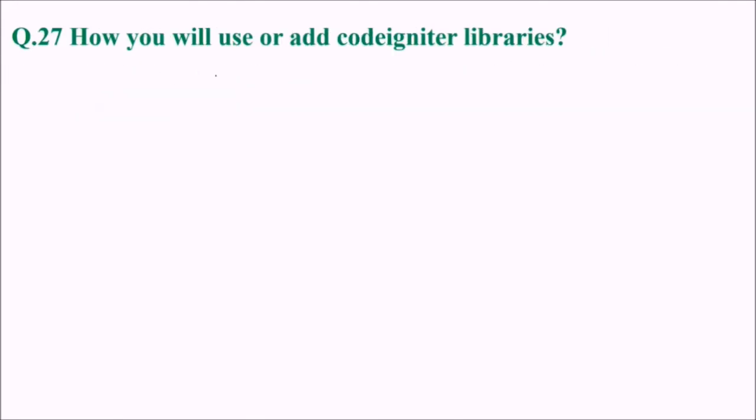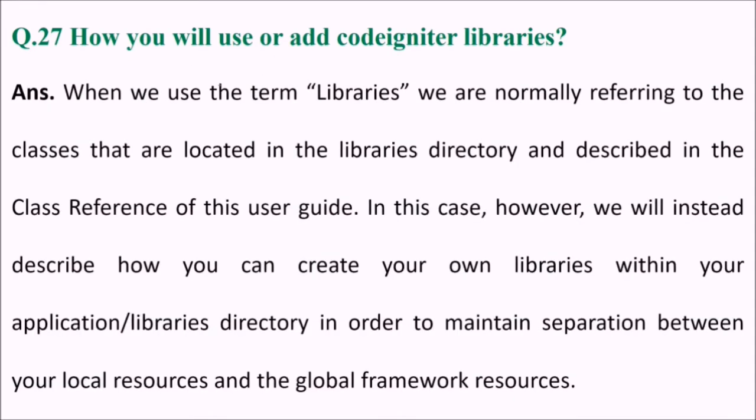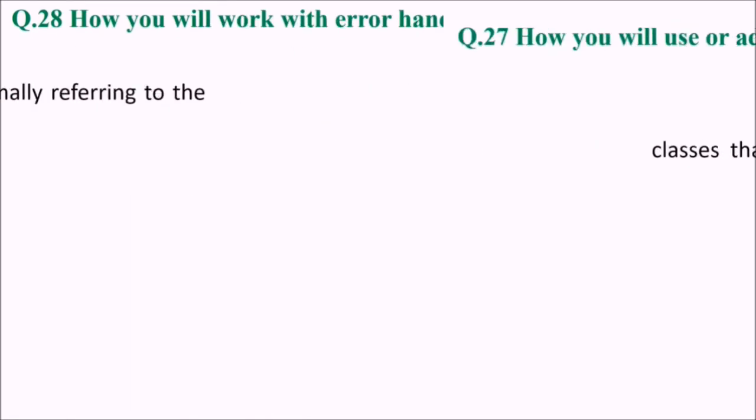Next query is how you will use or add CodeIgniter libraries. When we use the term libraries, what are we referring to? We are referring to the classes located in the libraries directory, described in the class reference in the user guide. In this scenario, we will instead describe how you can create your own libraries within your application libraries directory, in order to maintain separation between the local resource and the global framework resource CodeIgniter has.